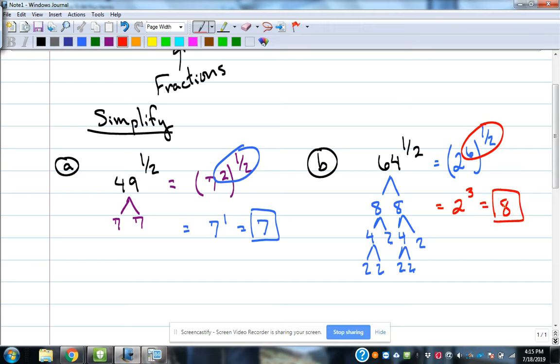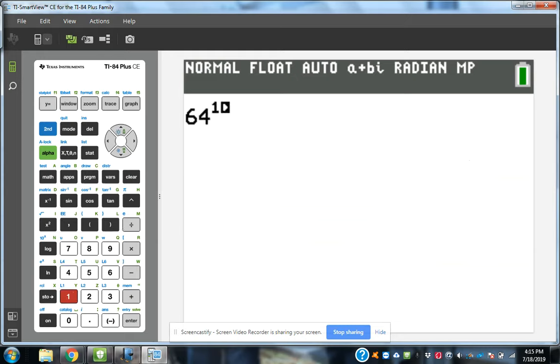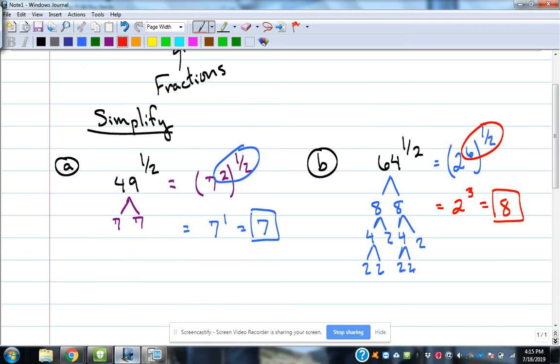Sometimes I think showing the other method is going to be helpful when we do some that don't work out so nice. It's also going to be helpful when we start doing some equations later on, that you need to be able to think about numbers in that way, because when they start throwing X's in there, it makes it tougher.